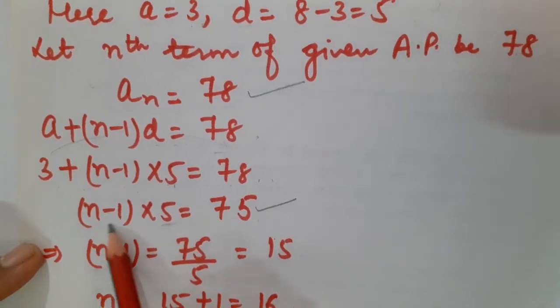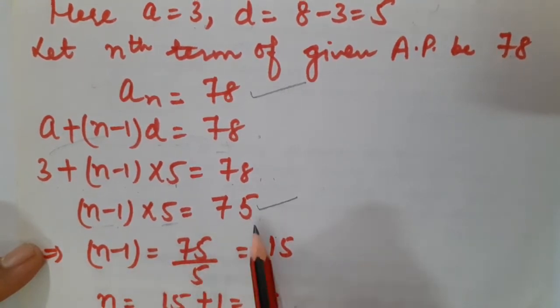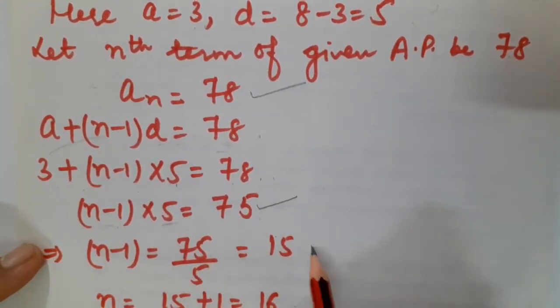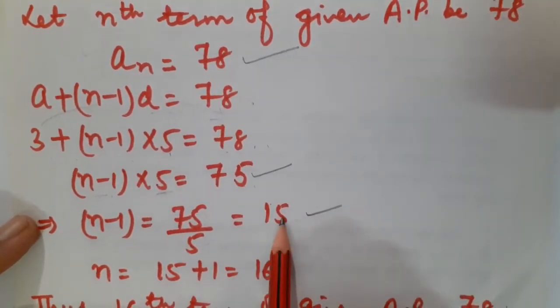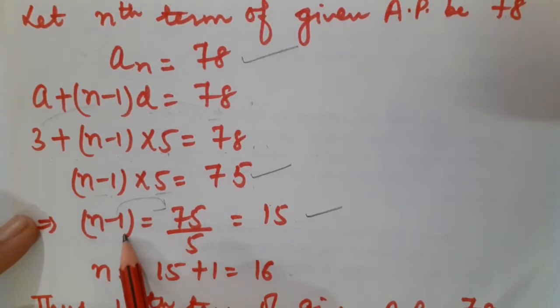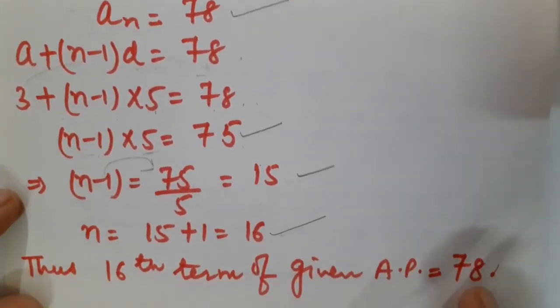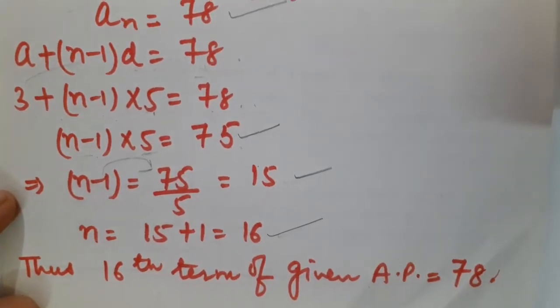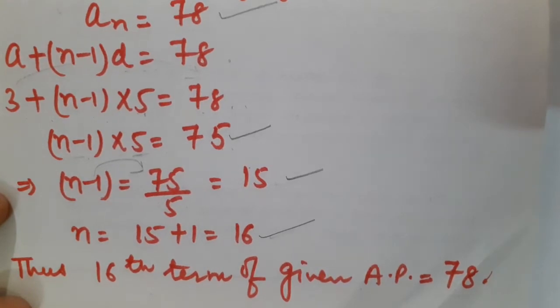Now this 5 is multiplying with (n minus 1), so it must be divided on the right hand side. It would become n minus 1 is equal to 75 upon 5, that is 15. Now what is n? n is equal to 15 plus 1, because this minus 1 will go to the right hand side. Means the 16th term of the given AP is 78. Correct, students? Suppose if it is given in the question which term will be 0, which term will be 100, in the same manner you have to do this question.